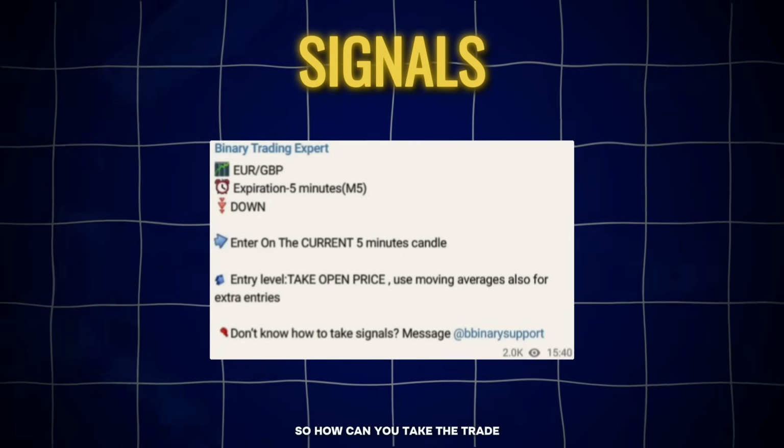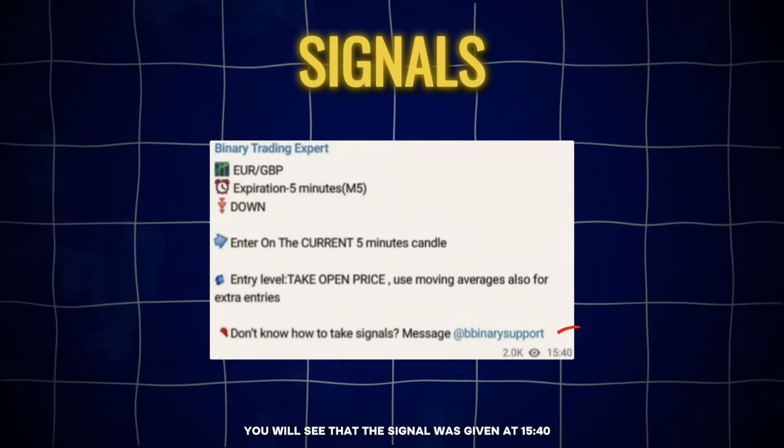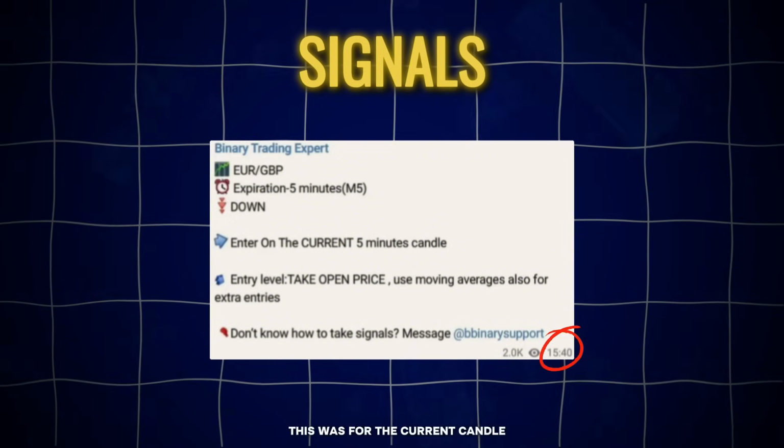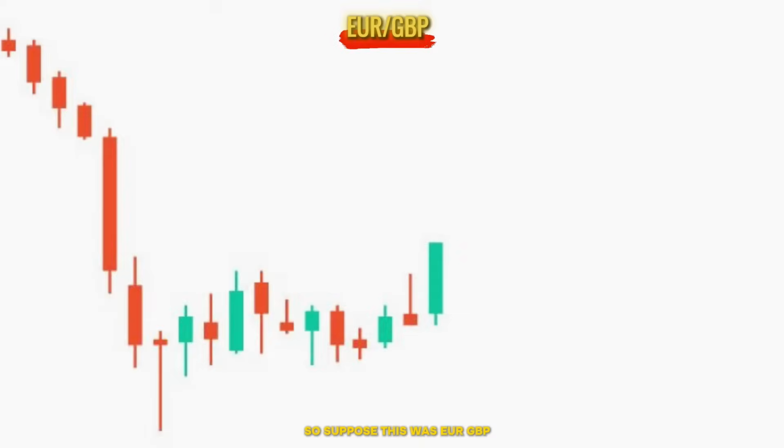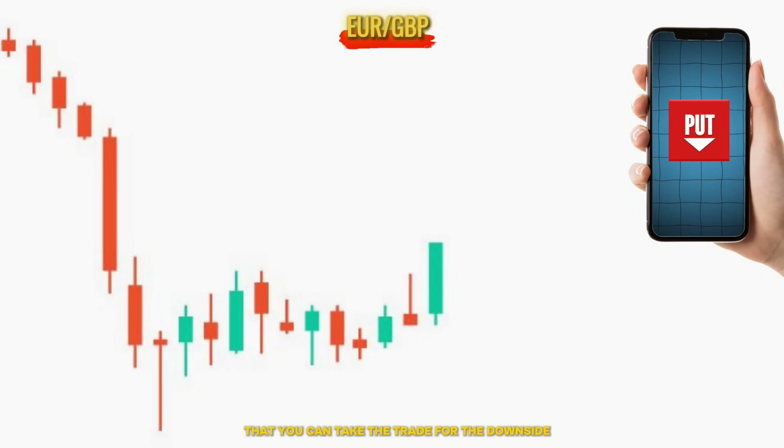So how can you take the trade? You will see that the signal was given at 1540. This was for the current candle, as I mentioned. So suppose this was Euro, GBP, okay? And I gave a signal that you can take the trade for the downside, or I gave a trade for the upside. Suppose I gave a trade for the upside. Okay, take the open price or use the moving average. So what will you do? If the candle is already up, then you have to wait. If the candle is showing as a red candle, then you can proceed for the upside move. Okay, then you can take a buy signal.